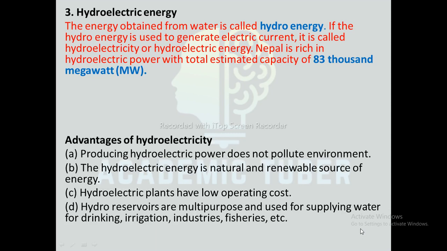Advantages of hydroelectricity. Producing hydroelectric power does not pollute the environment. That means it is eco-friendly. Hydroelectric energy is a natural and renewable source of energy. Hydroelectric plants have low operating costs. Hydro reservoirs are multi-purpose and used for supplying water for drinking, irrigation, industry, fisheries, etc.